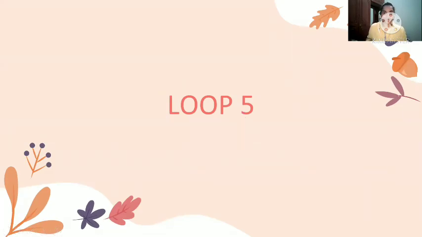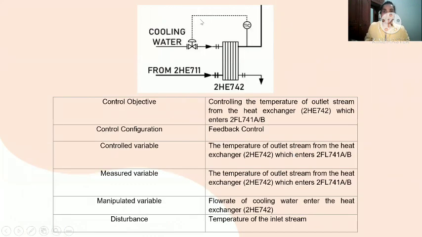Hello, I'm Dharani Sundaramurthy. I will be presenting Loop 5 of this instrumentation project. This is the Loop 5 that we labeled, and the control objective of this loop is to control the temperature of the outlet stream from the heat exchanger which enters 2FL741A over B. This loop is a feedback loop where it can control the outlet temperature by manipulating the flow rate of the inlet stream.